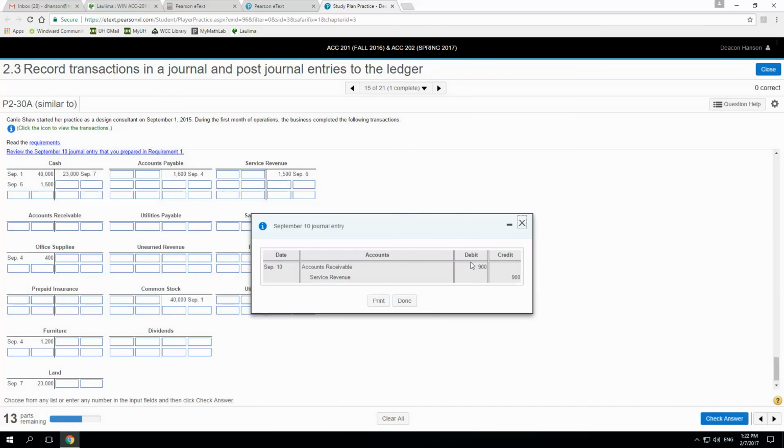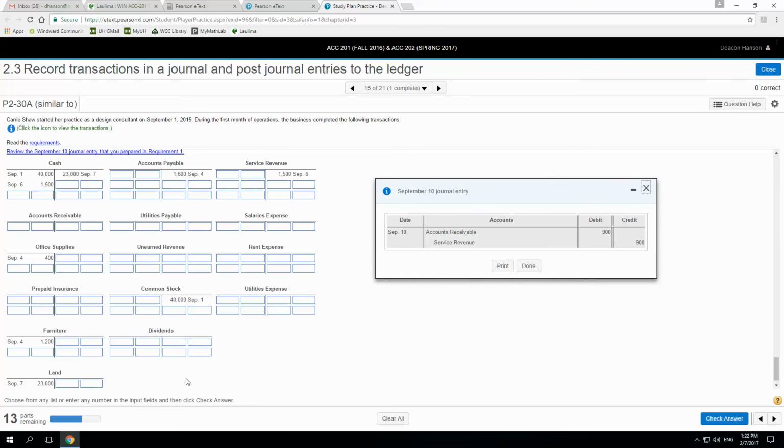Now we're going to do the September 10th entry. Debit to accounts receivable of 900 and a credit to service revenue of 900. Okay, don't forget to date it September 10th.